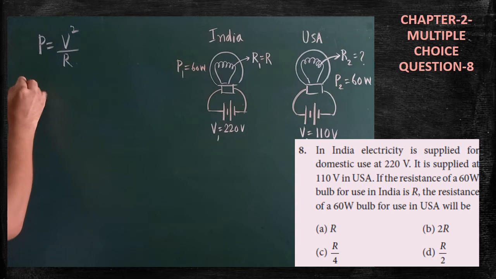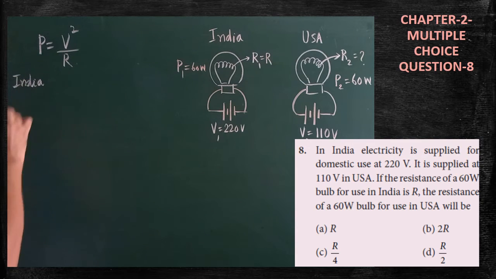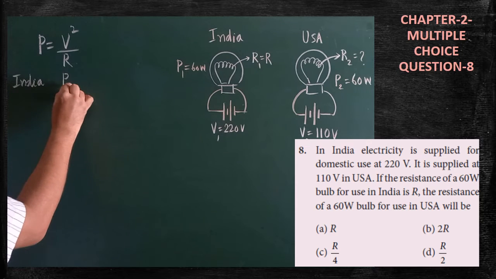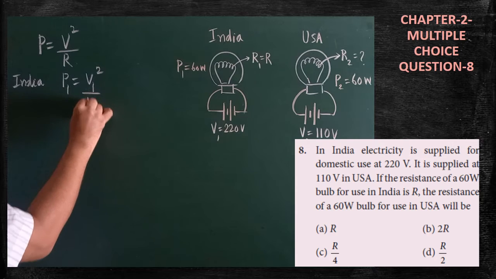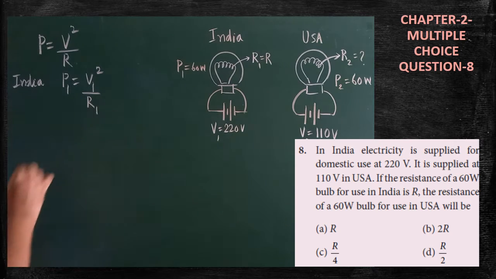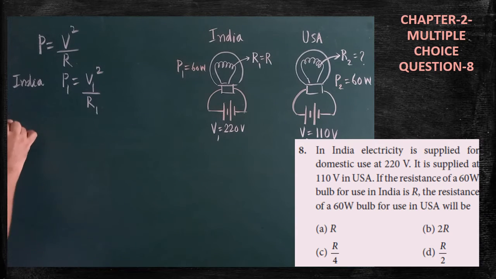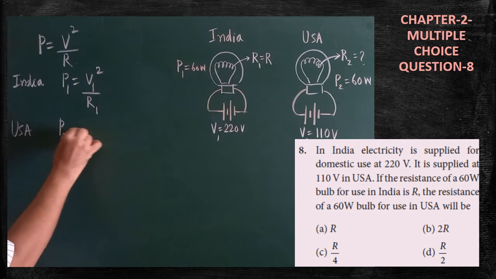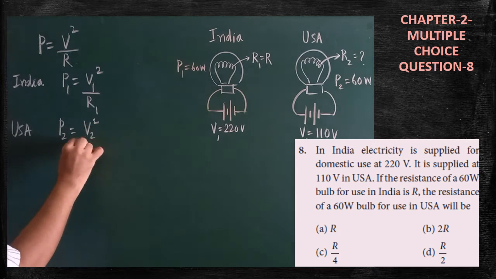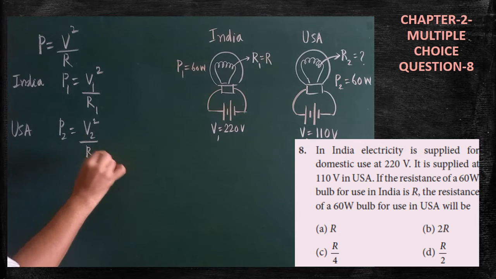First, I am going to write the expression for India. Therefore, it can be written as P1 is equal to V1 square divided by R1. So that formula can be written for India. For USA, the same formula is to be used. P2 is equal to V2 square divided by R2.